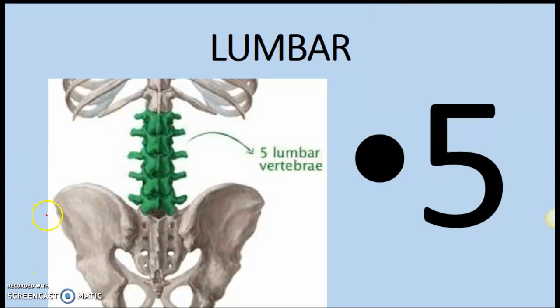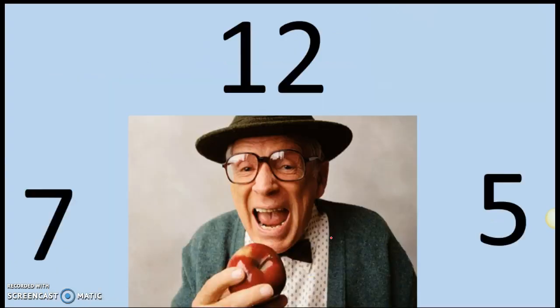So we have 5 lumbars. Now here you can see your transverse processes sticking out to the side. These serve as good places for muscle attachment. Spinous process sticking out the back. Okay, you can't really see articular facets because they're all kind of intertwined together. But lumbar, 5. Now, how are you going to remember this?